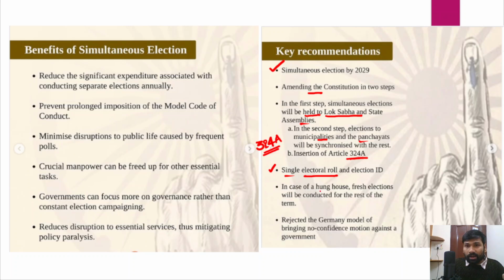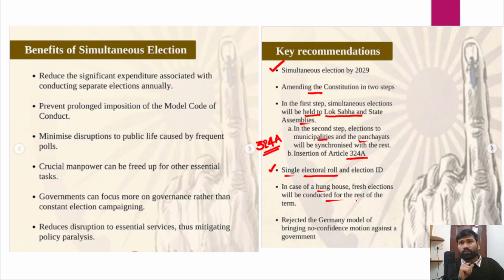And in case of a hung house or hung assembly, now what is generally called a hung house? A hung house is when, imagine that after an election no party gets a clear majority. In order to form the government, a party must get a clear majority. So if no party gets a clear majority, that would lead to a hung assembly, and fresh elections will be conducted for the rest of the term. This is how the proposal to conduct simultaneous elections has been recommended by the Ramnath Kovind panel.